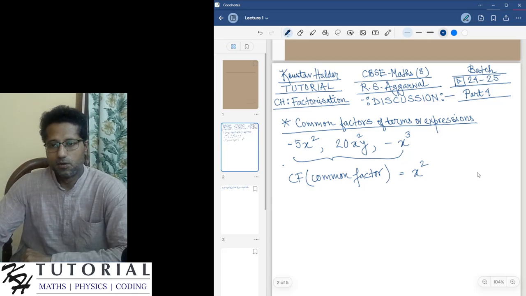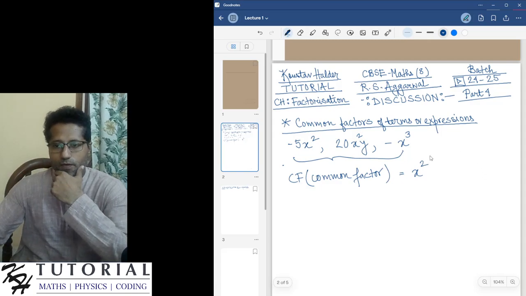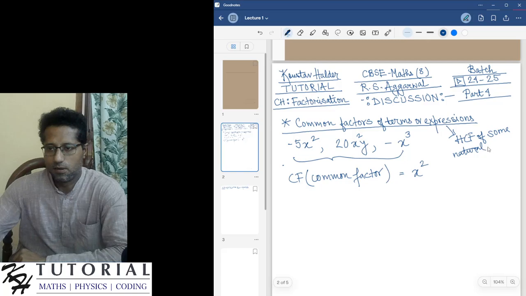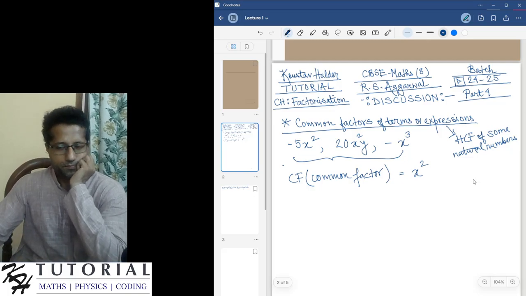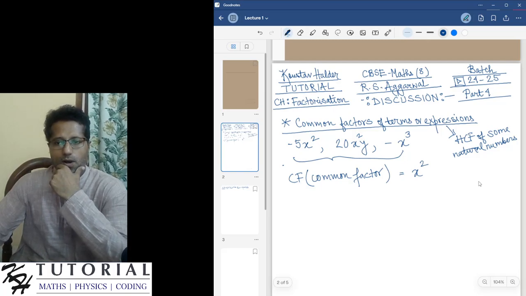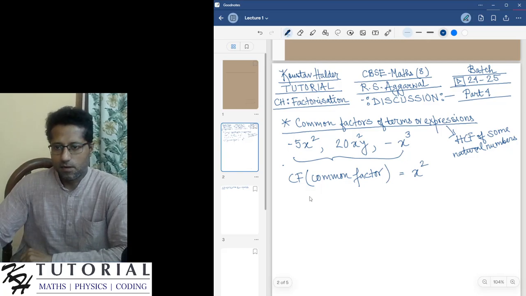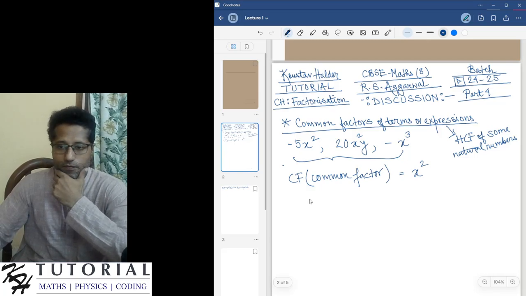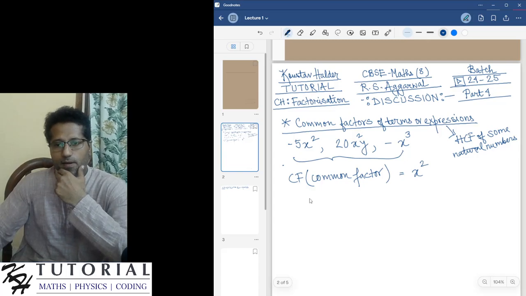Why? It is similar to the highest common factor, HCF, of some natural numbers. So the common factor is x square. Now why is the common factor x square?